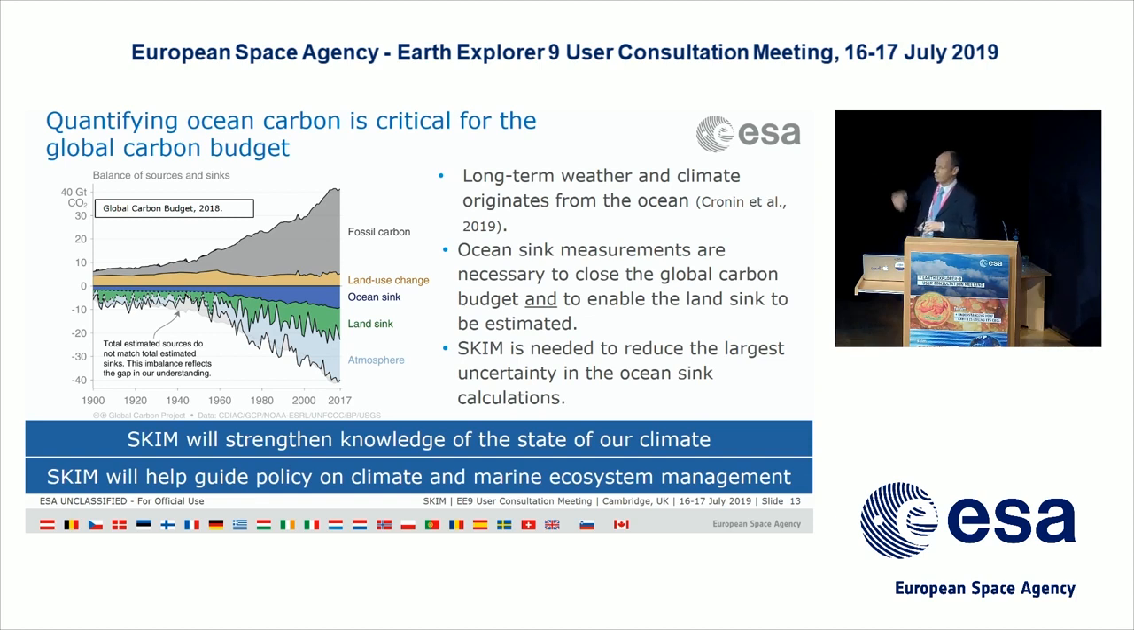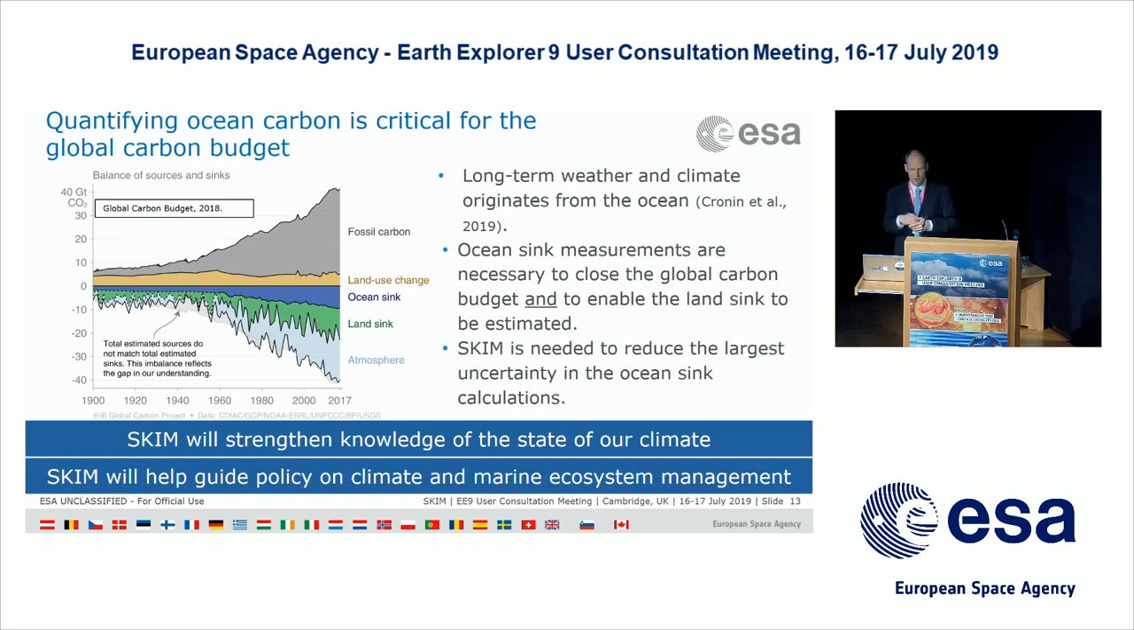Now, quantifying how much carbon dioxide goes into the ocean, the sink, is a powerful constraint on this carbon budget. Not only is it clearly needed to actually close the budget, but the estimate for the oceanic sink is also required for estimating the land sink. And the largest uncertainty within these global calculations of the oceanic sink is due to our reliance on these proxies for describing the exchange. So SKIM will help us to reduce the uncertainty in these assessments by enabling these physically based descriptions of exchange at the atmosphere-ocean interface.